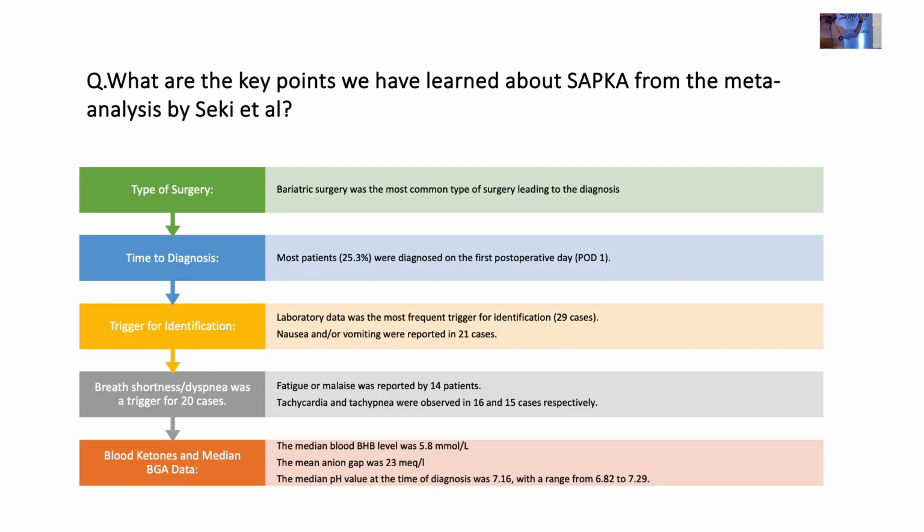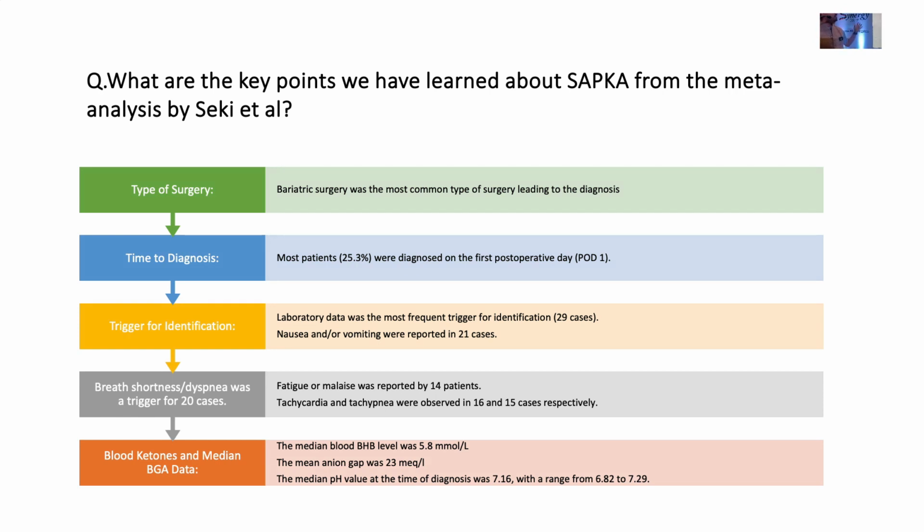So there is a recent paper where they looked at all the reported cases of diabetic ketoacidosis because of SGLT2, and what they found was what type of surgery it is generally seen in: very commonly seen in bariatric surgery, right? When does it generally get diagnosed? Like I said, 25% of the cases are diagnosed on postoperative day 1. So it is more common postoperatively, and that is something you should all be well aware of.